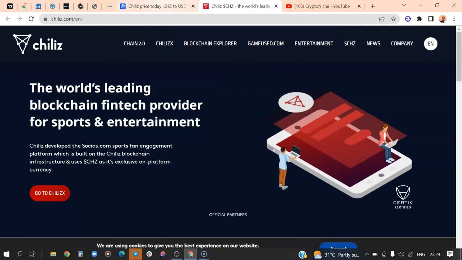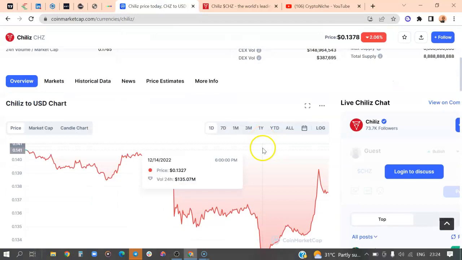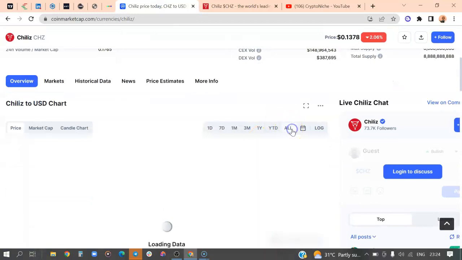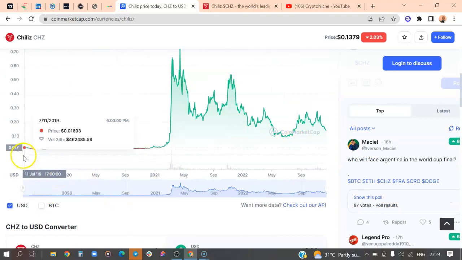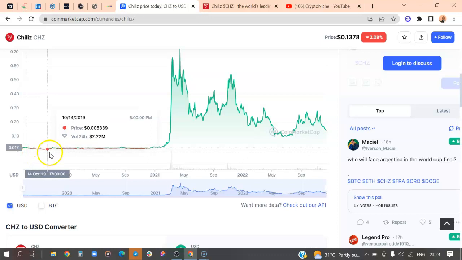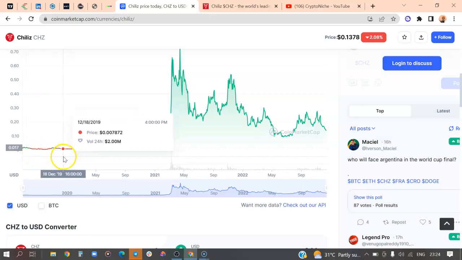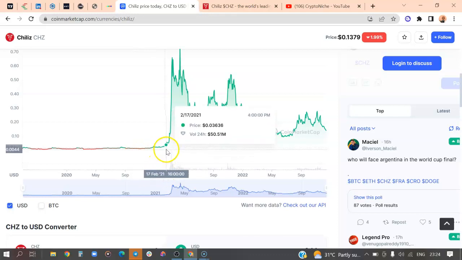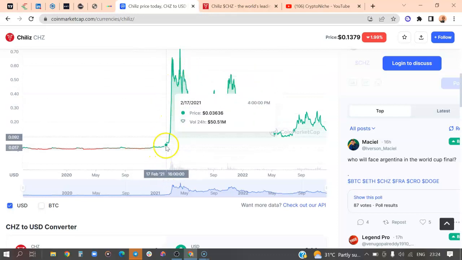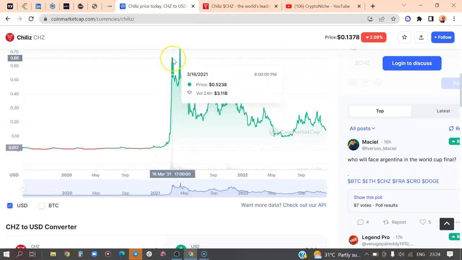So let's go back to CoinMarketCap. Let's have a look at the history. Okay, this project has really been existing since 2019, and they struggled in 2020. They struggled and struggled, and it was not until 2021 that they started experiencing some sort of uptrend. And boom, here it is.